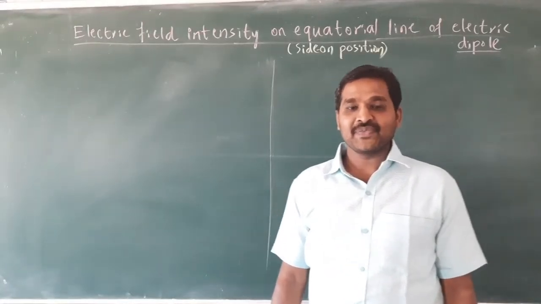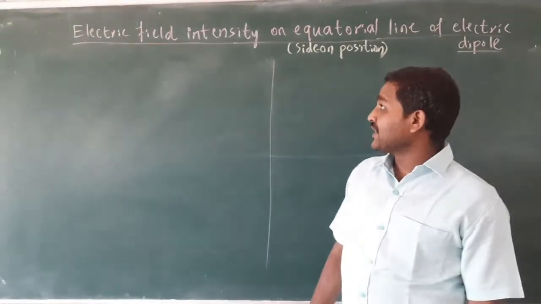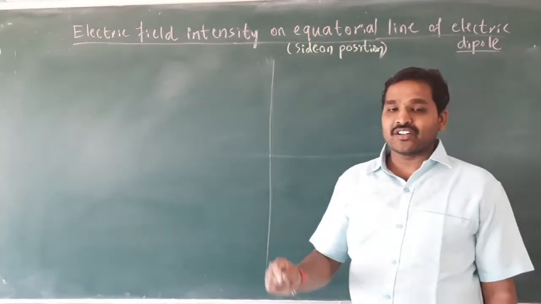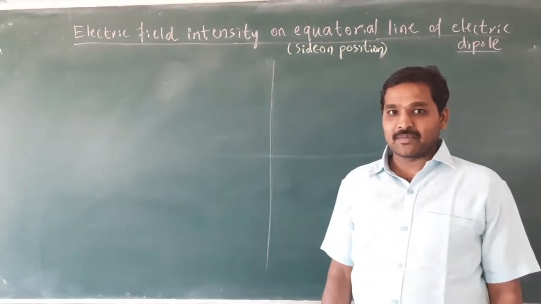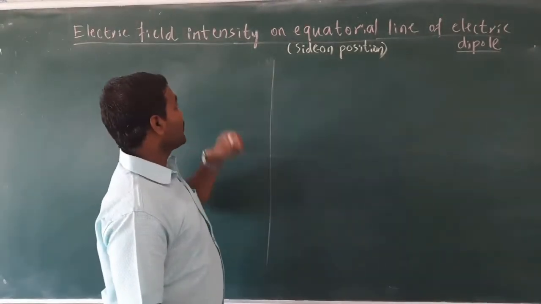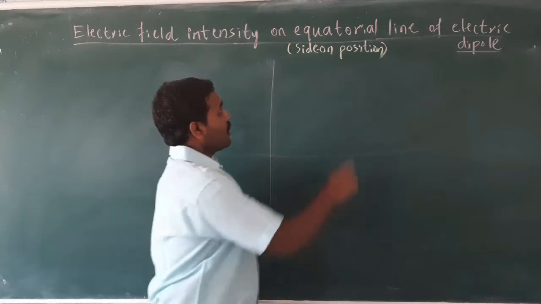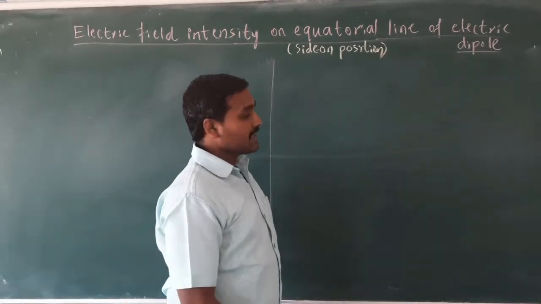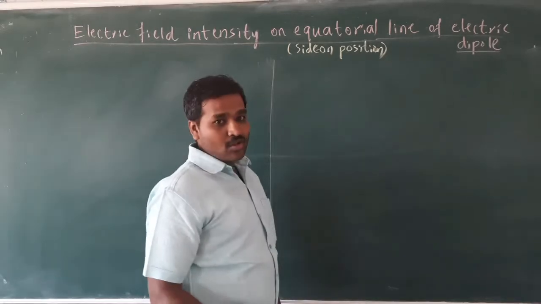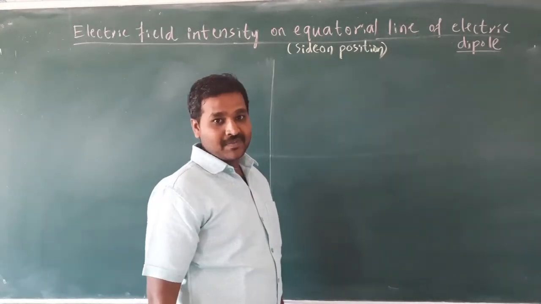My dear students, in last session we have derived the expression for electric field intensity at a point on an axial line of electric dipole. Okay? In today's class, we shall derive the expression for electric field intensity on equatorial line of an electric dipole. This point on equatorial line is also called side-on position.